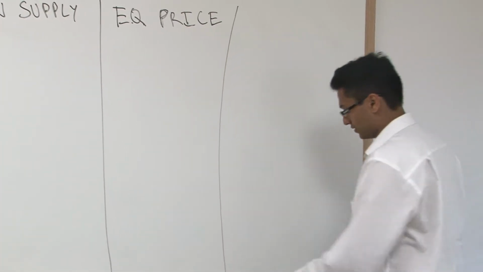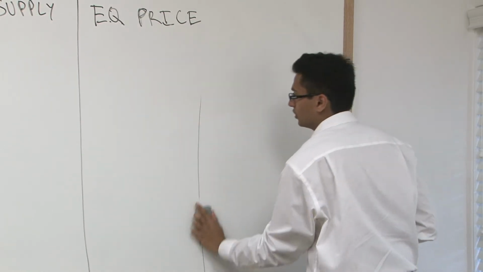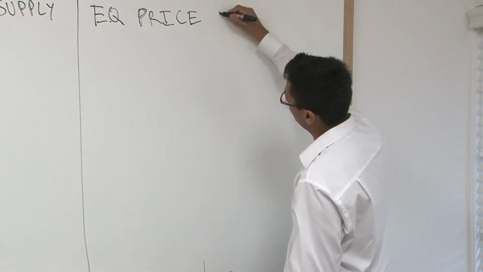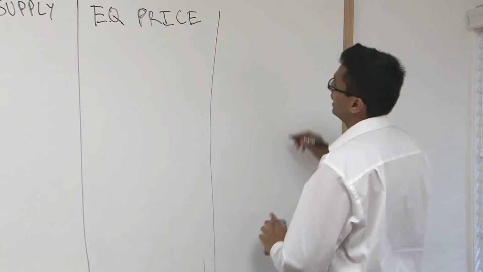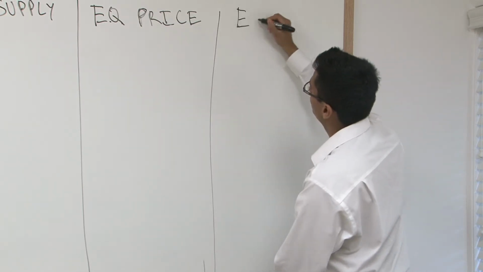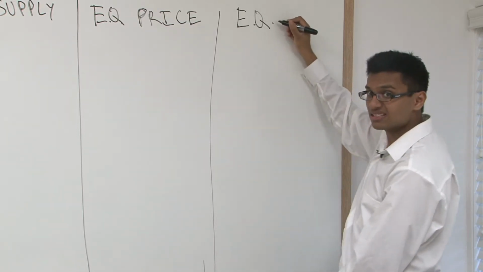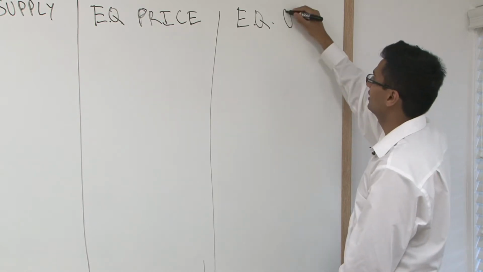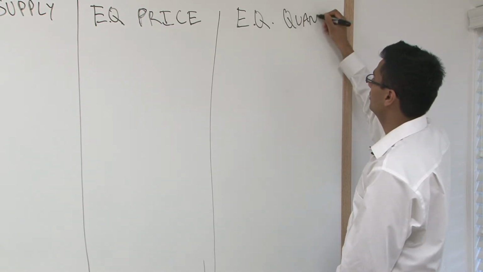And the next, sorry if this is not a straight line, I'm going to fix this real quick, okay? And this is going to be equilibrium. I hope you guys can guess. It's quantity, okay?